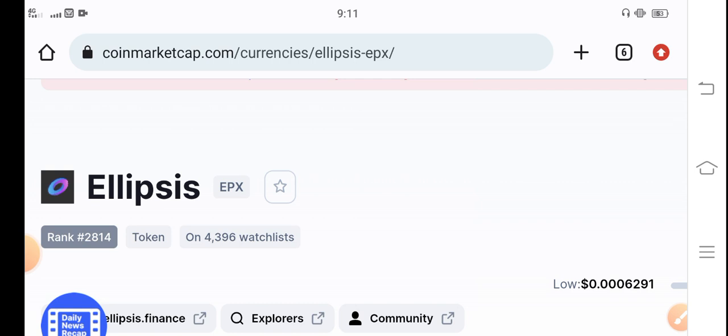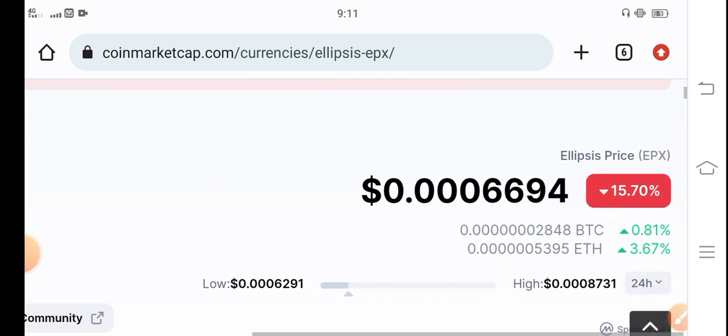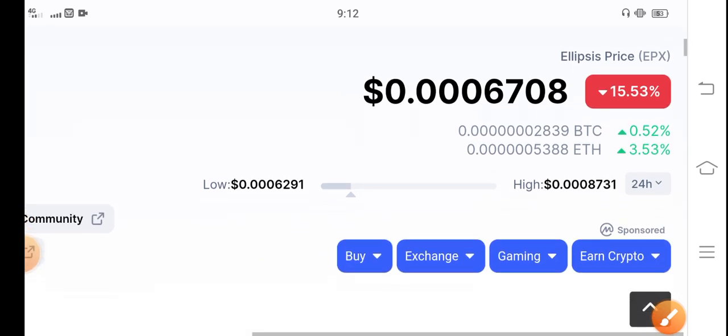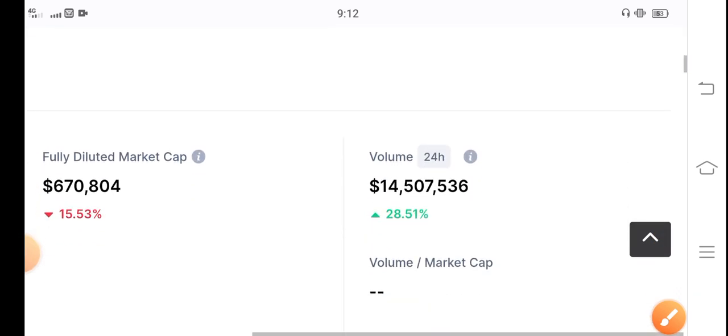Right now, guys, if you see the current price of Ellipsis coin, you can see here that the Ellipsis price change is still negative 15.70%. The price of EPX coin has dumped 15.53%, and the current price is 0.0006708 US dollars. That's the current price of Ellipsis EPX coin in the market. Very bad changes have occurred in Ellipsis coin.